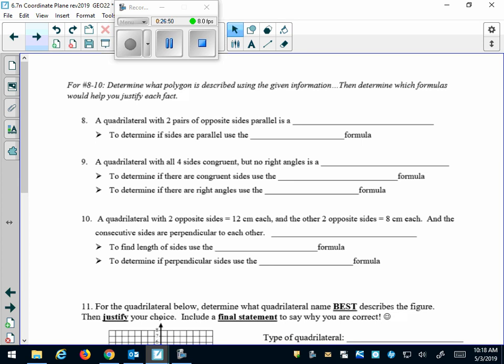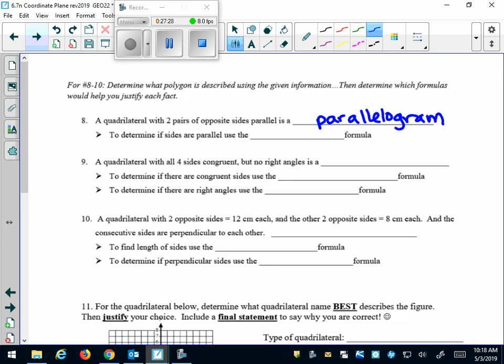Okay, so this is a little bit of practice on testing whether you get this now, right? Let's look at number 8. If you find that you have a quadrilateral with 2 pairs of opposite sides parallel, what would be the name of that quadrilateral? That's all you know, is that they're parallel. What would you call that shape? A parallelogram. We don't know anything about the lengths of the sides or anything else. All we know is that opposite sides are parallel. So that's a parallelogram. To determine if the sides are parallel, use the what formula? Slope formula.